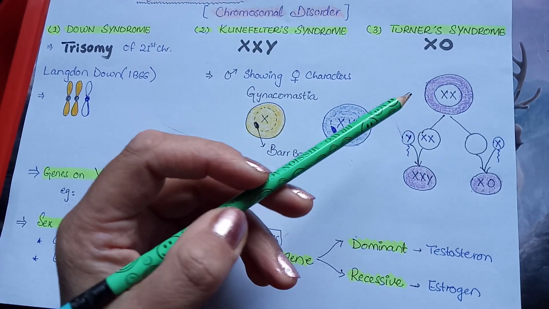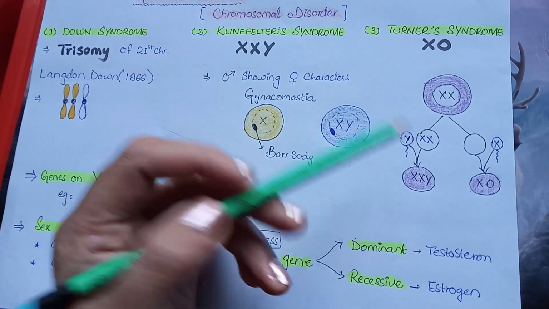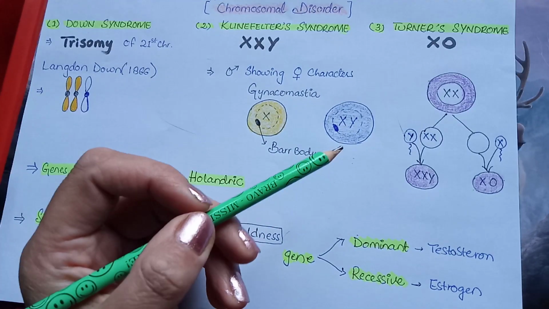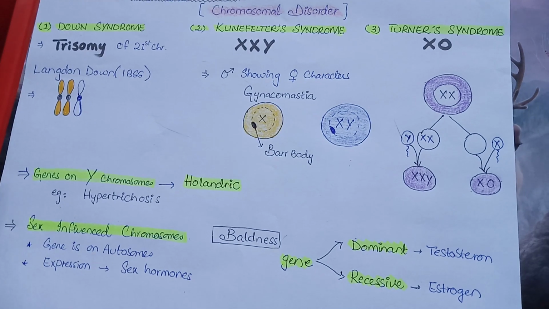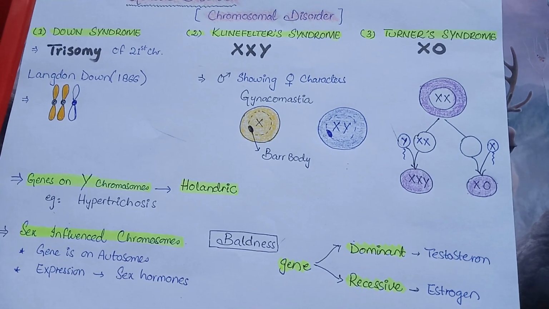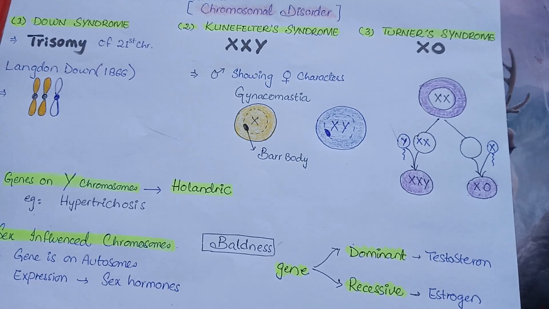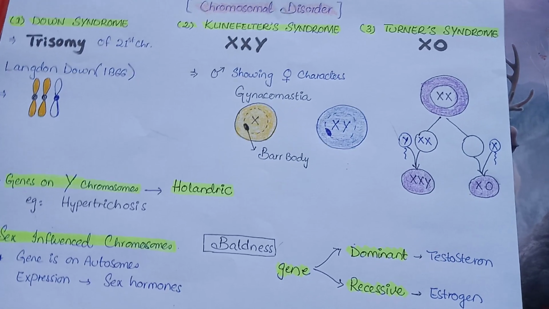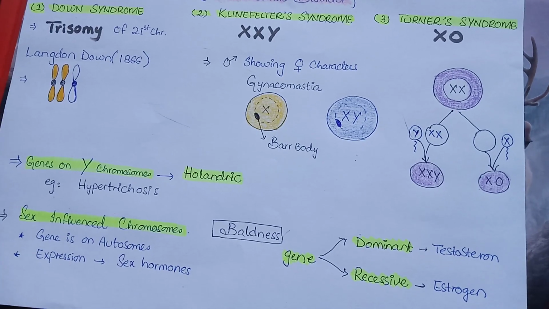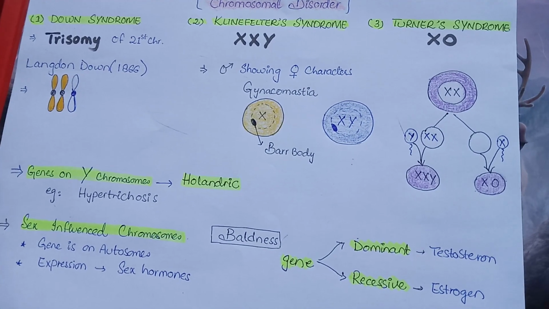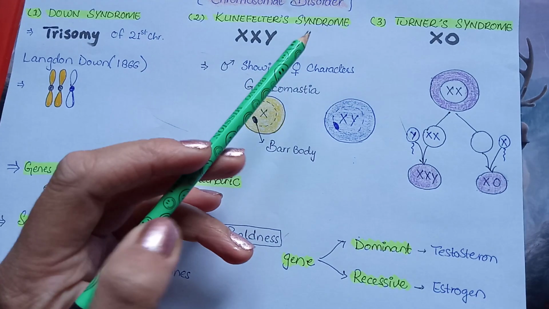disorders. So now when we talk of genetic disorders, we divided it into two categories. The first was Mendelian and the second was chromosomal disorder. When we were discussing the Mendelian characters, we discussed the autosome as well as sex chromosomes as well.